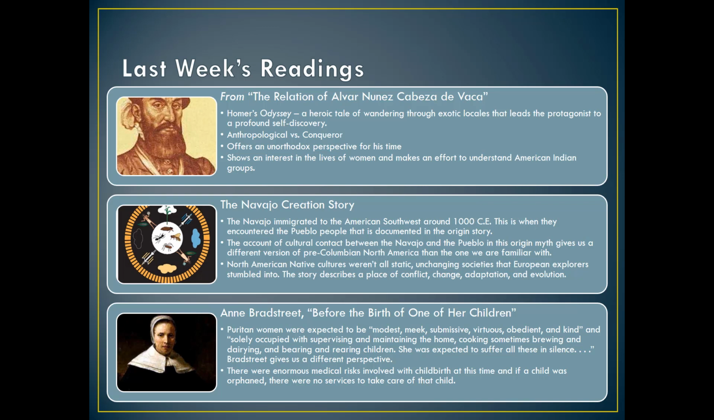Finally, Anne Bradstreet's poem, Before the Birth of One of Her Children. It's important to think about, and we're going to be coming back to Puritan writing after this week. Next week we'll be diving back into some of the sermons and also some poetry as well. But it's important to know that Puritan women were expected to be modest, meek, submissive, virtuous, obedient, and kind, and to be solely occupied with supervising and maintaining the home, cooking, sometimes brewing and dairying and bearing and rearing children. She was expected to suffer all of these in silence, and Bradstreet goes against this norm.